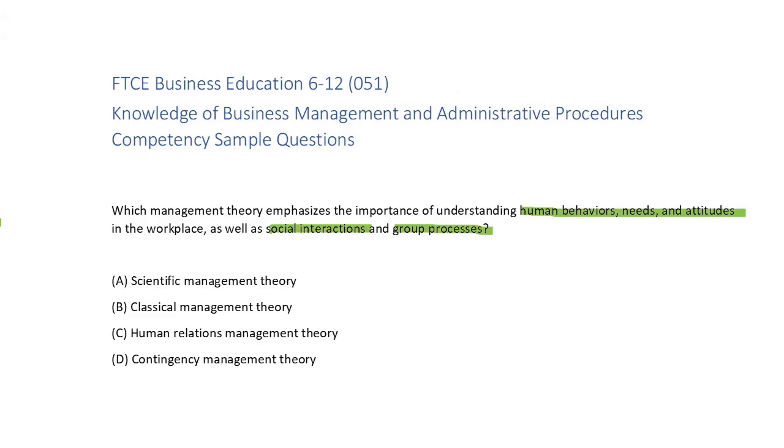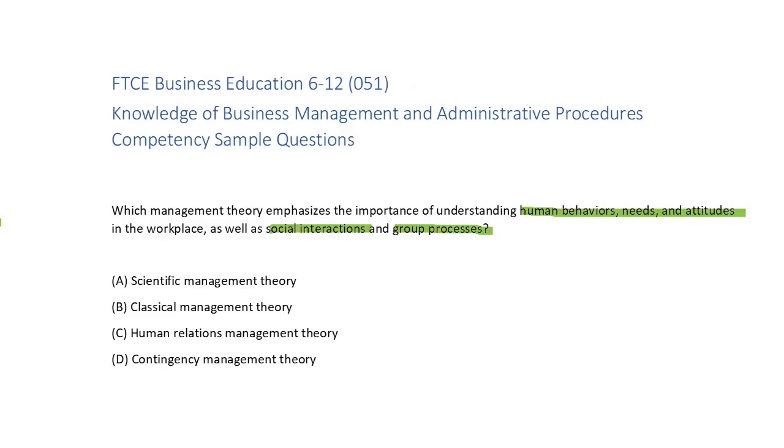B, classical management theory. This is a management style that focuses on the hierarchical organizational structure, specialized job roles, and autocracy to optimize efficiency in the workplace. So this doesn't sound correct either. C, human relations management theory. Well, this theory focuses on the human aspects of employees, such as their needs, behaviors, and the impact of group dynamics on performance. It emerged as a response to the more mechanistic view of earlier theories, emphasizing the importance of employee satisfaction, motivation, and interpersonal relationships in the workplace.